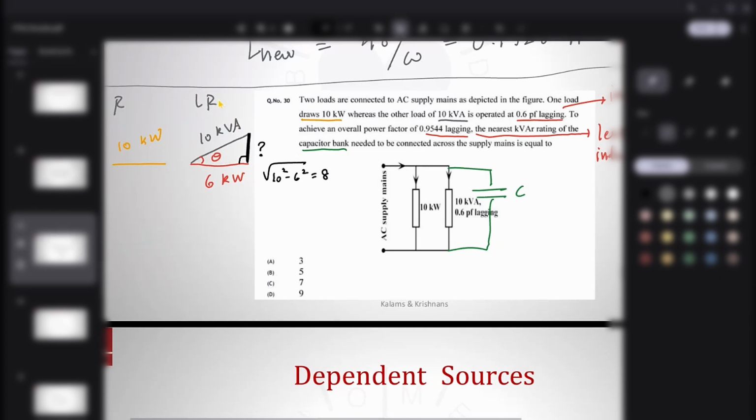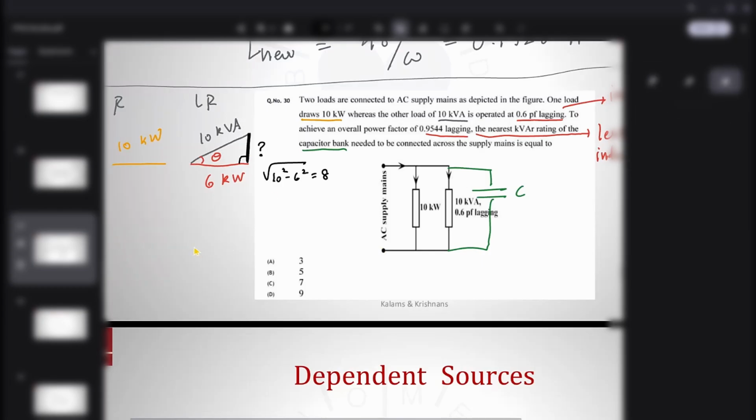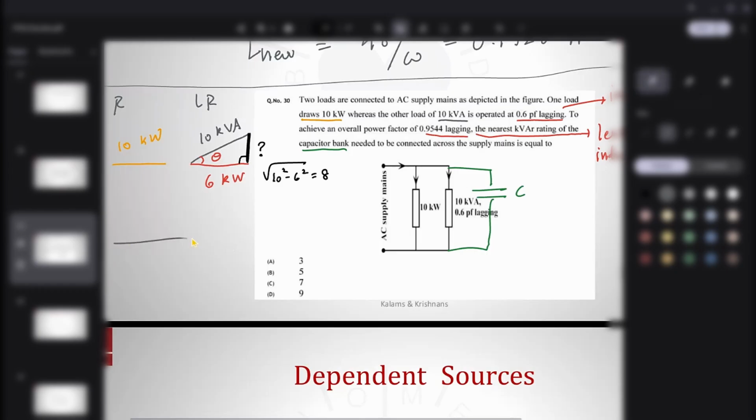The circuit has both. Now you put them together in parallel, you just add the sides of the triangles. The base and base add up, the heights and heights add up. The base is 10 and 6, so the base and base add up to 16 kilowatt. One height is 0, the other height is 8 volt amp reactive. 8 and 0 add up to 8.